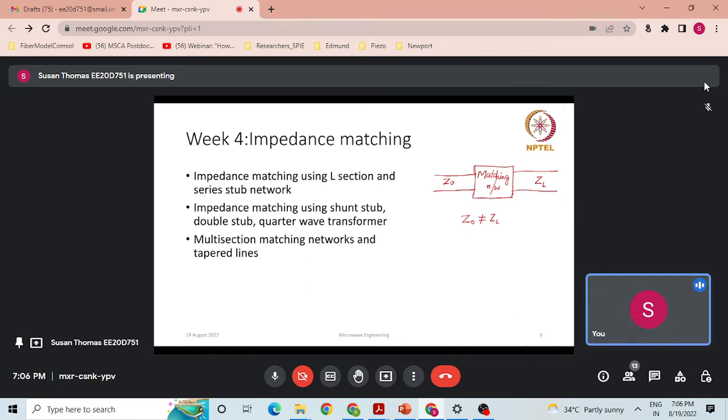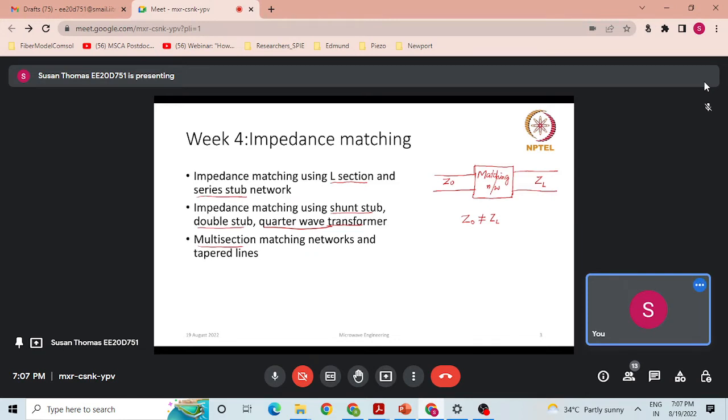Different types of matching networks are possible. Among them, the L section is the one we start out with. Then we have the series stub, then the shunt stub, double stub, quarter wave transformer, and you also have some multi-section matching networks, that means multiple sections of transmission line.